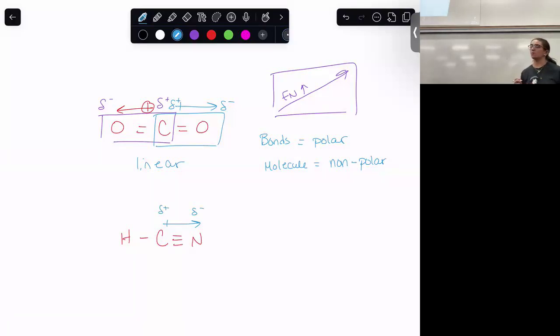Okay. And what about our hydrogen and carbon? Is there any difference in electronegativity there? Yeah, in this case, carbon is going to be a little bit more. We can say that the hydrogen carbon bonds are usually non-polar. They're pretty similar in electronegativities.